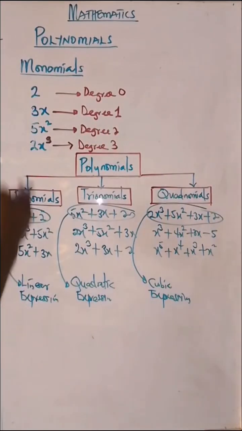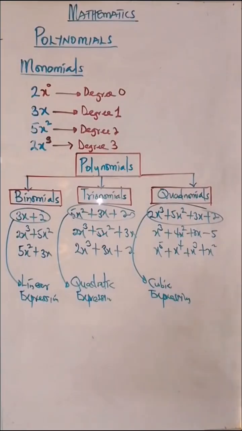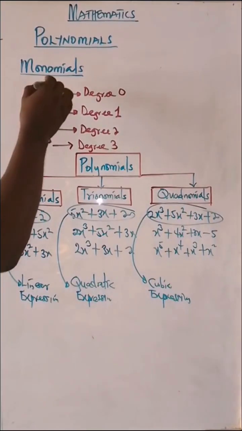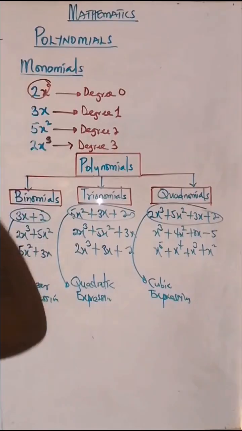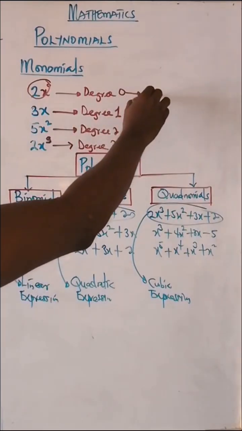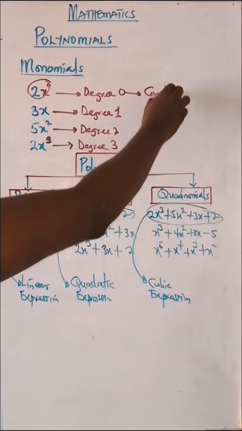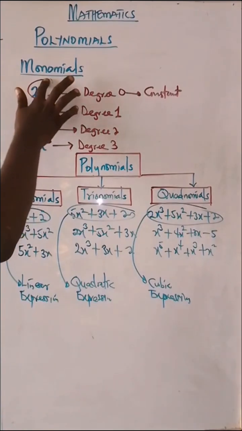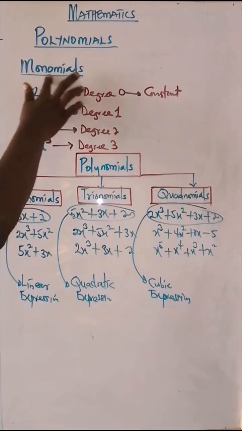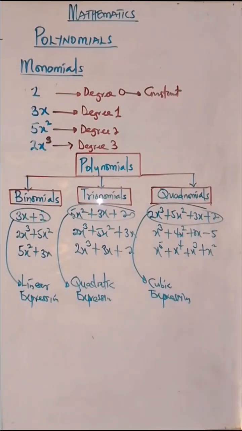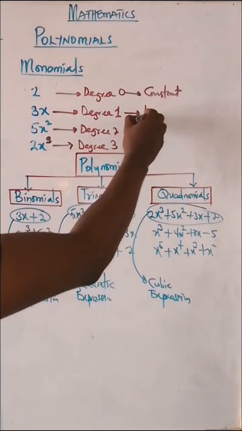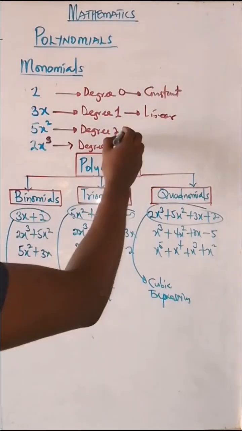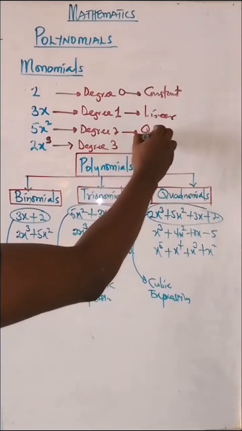Why is it degree 0? Because here I can still write x raised to power 0. Why? Because x raised to power 0 is 1, and 1 times 2 still means 2. So this particular expression is a constant. Why? Because we have no unknown. This x to the power 0, we can also remove it completely. It still remains 2. So when x is not there at all, it is a constant. So for this particular one, this expression is called linear. This particular one is called quadratic.